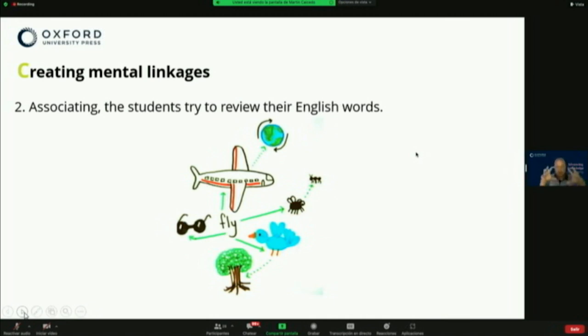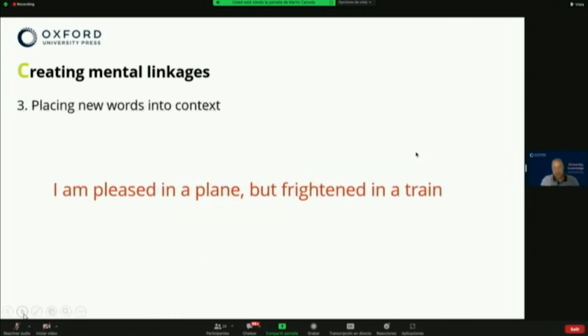And that, you see, so when we ask our students to do this with vocabulary, for example, what they're doing is linking new info to info that they already have. And this helps them to retrieve information in an easier way. And the third sub strategy into creating mental linkages is placing new words into context. That is in a sentence, in a conversation, or in a story. So we can take these three and put them together.